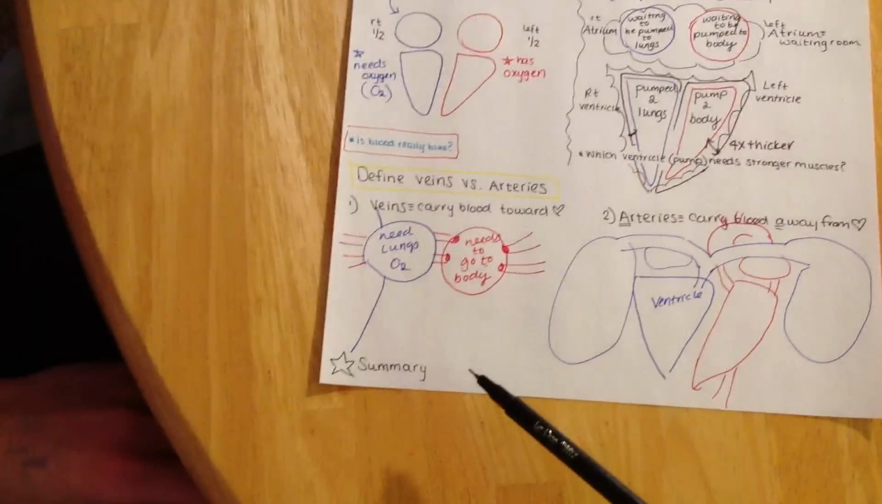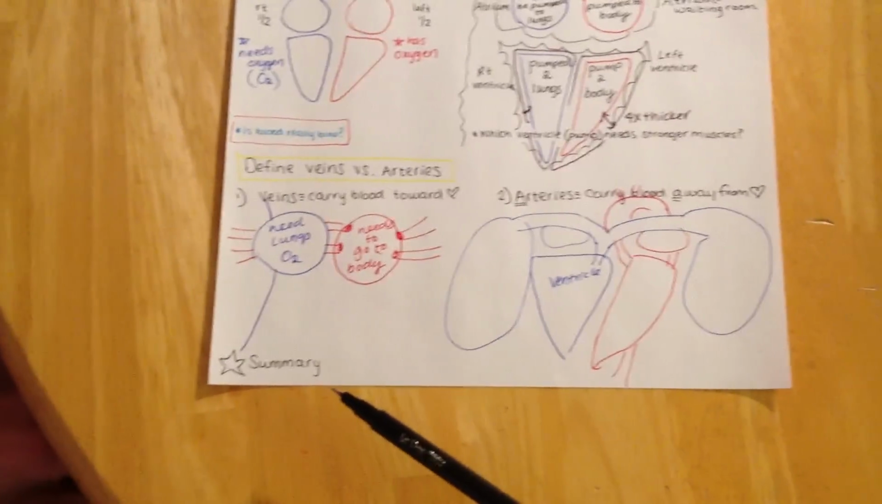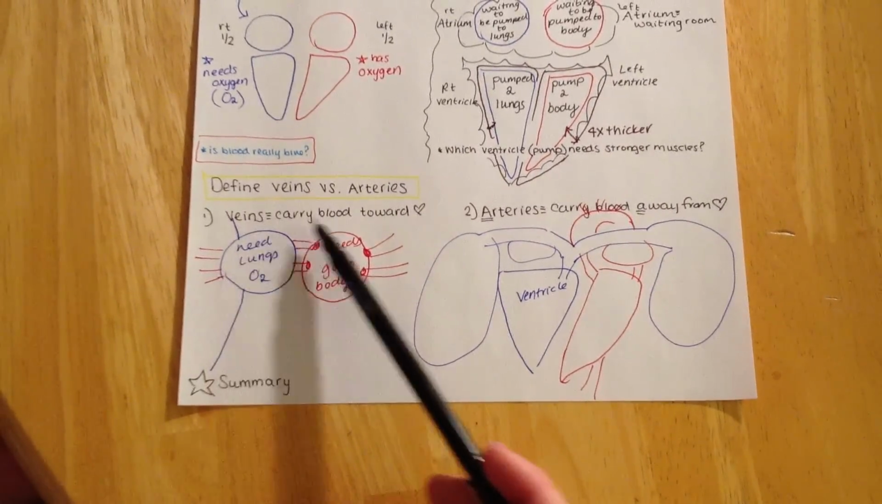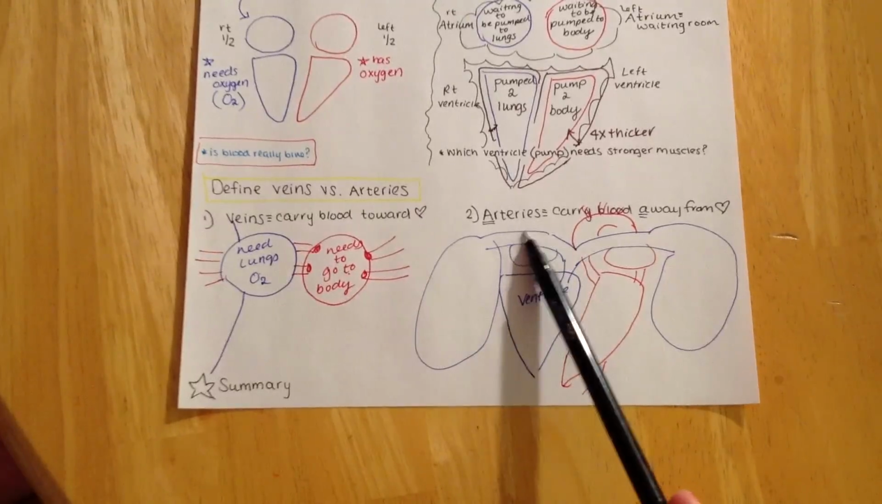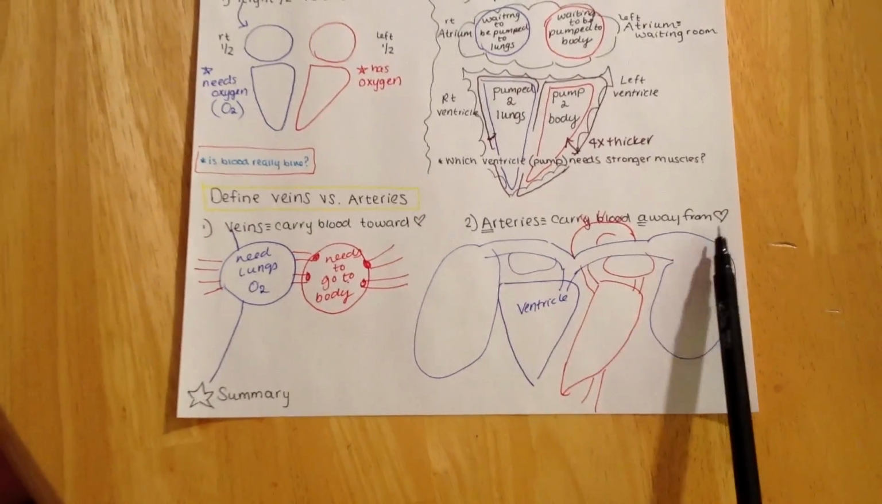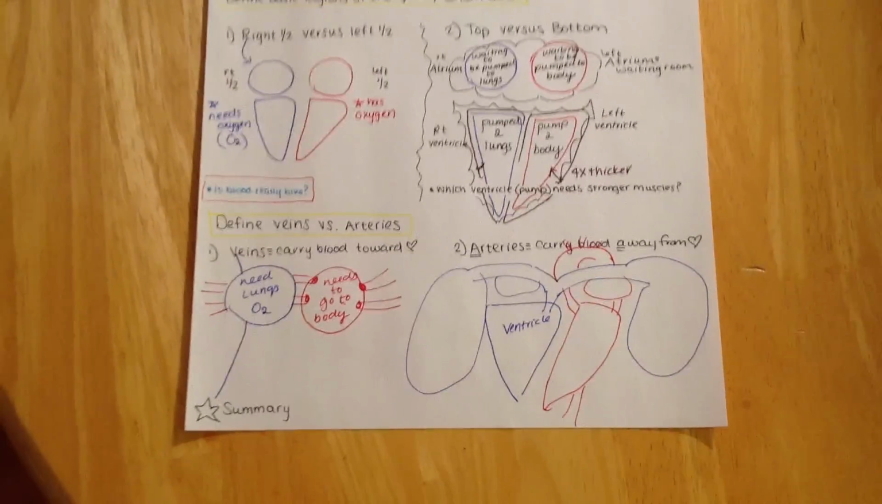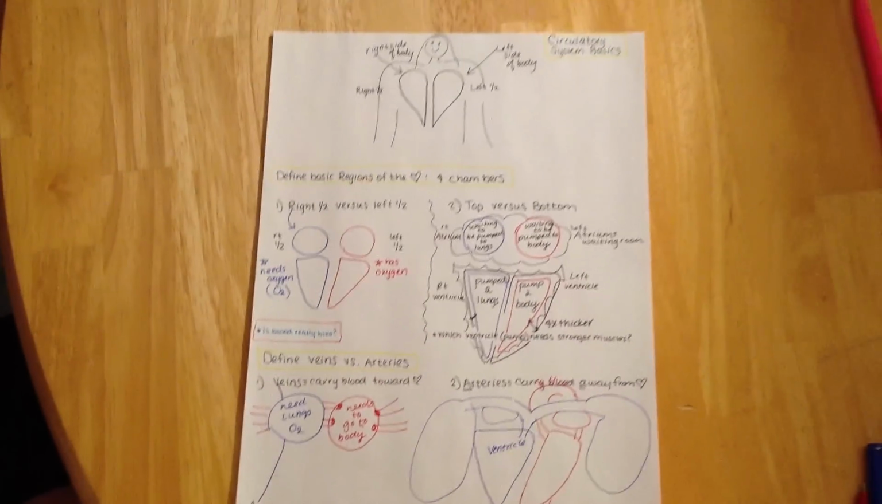Last but not least, we have the difference between veins and arteries. So you really just need to remember that veins are carrying blood towards your heart. Arteries are carrying blood away from your heart. And if you think through this whole process, you should be able to piece that together for yourself.